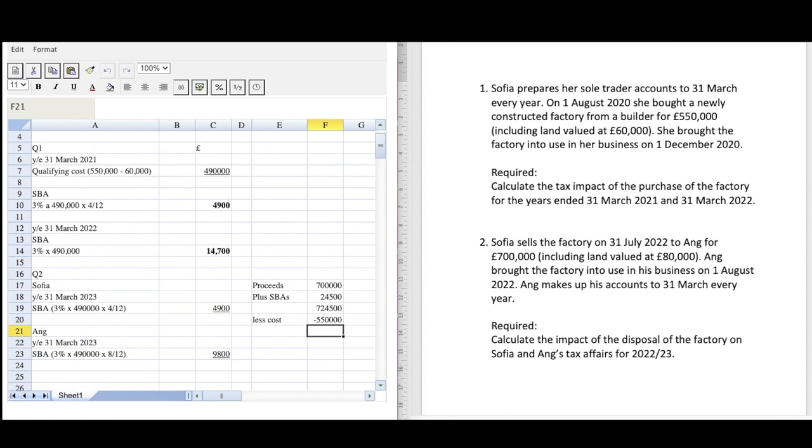And that leads us then to a chargeable gain of £174,500. Now you'll notice that we included the land. So when you're actually working out SBAs, you exclude the amount of land. But when you're then dealing with somebody who has disposed of a property that has been subject to SBAs, then you include the land in your calculation.